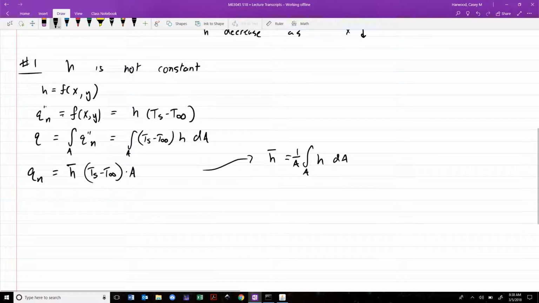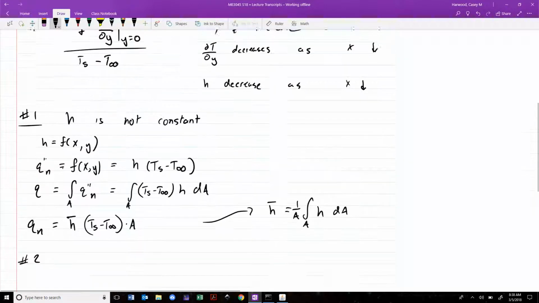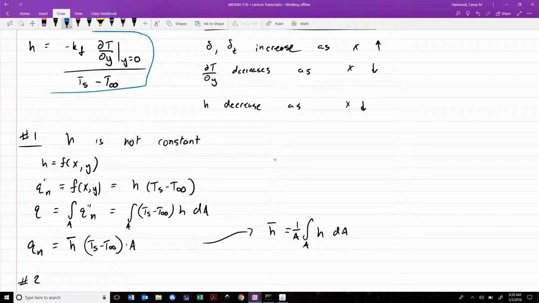Conclusion number 2 is, if we look at this equation right here, this tells us that if we know something about our fluid properties, namely the conductivity, if we know what our surface and our free stream temperatures are, and if we actually have a profile of what our temperature distribution is in the boundary layer, then we can actually find the local heat flux directly. So for example, if you have flow past a plate, and you were to put a temperature probe into that and measure the temperature profile across that boundary layer, you can use that information to back out a convective heat transfer coefficient directly.